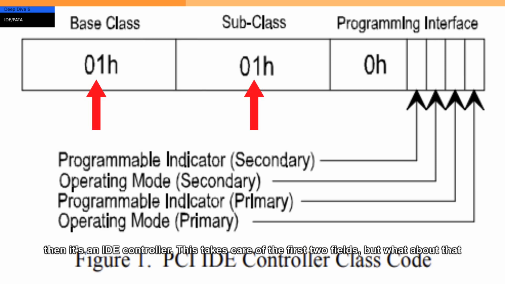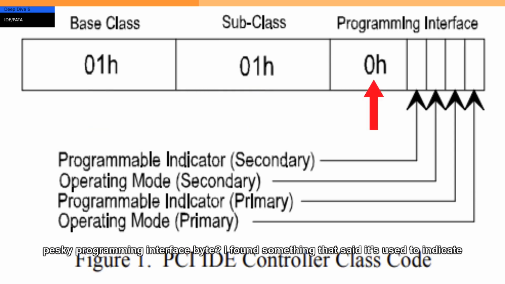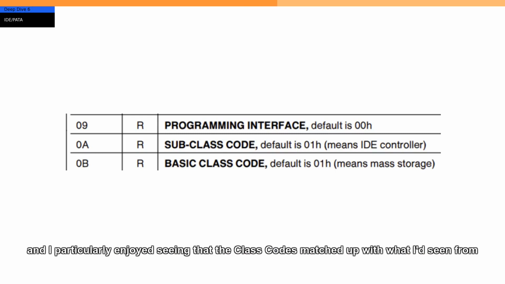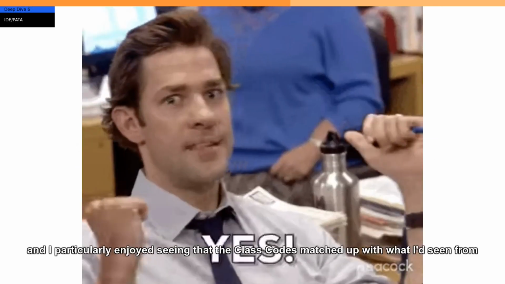This takes care of the first two fields, but what about that pesky programming interface byte? I found something that said it's used to indicate whether the primary and secondary storage devices are programmable, as well as their operating mode. I was able to find the specification for a PCI IDE card online, and I particularly enjoyed seeing that the class codes matched up with what I'd seen from other sources.